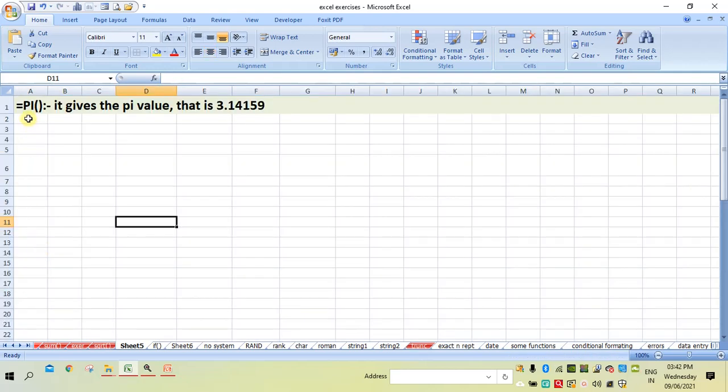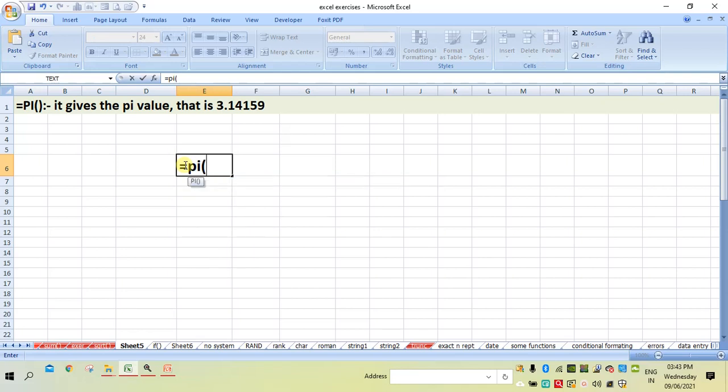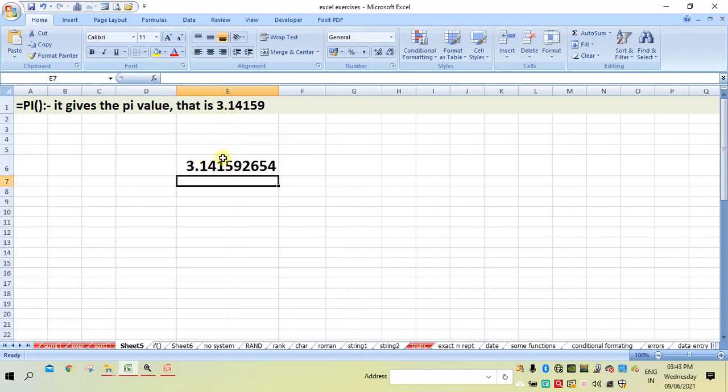This is pi function. This pi function is used to get a pi value, that is a fixed value 3.14159. For example, suppose if you want the 3.14159, then you type is equal to pi then put the empty brackets and enter. So this is the value of pi. This pi value we use to calculate the area of circle.